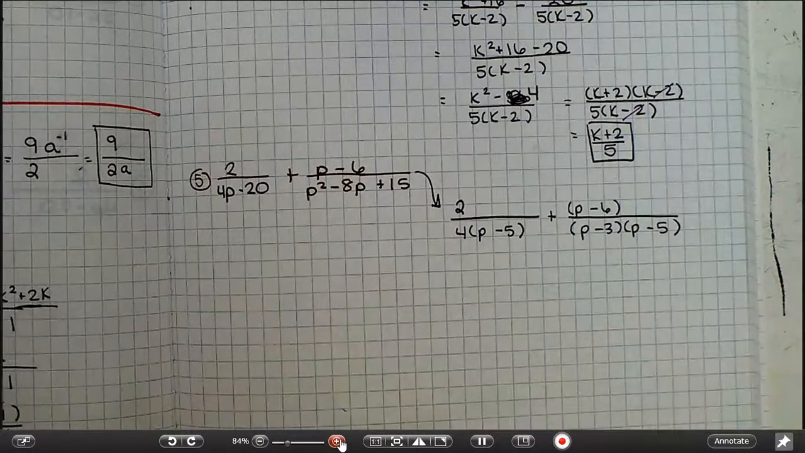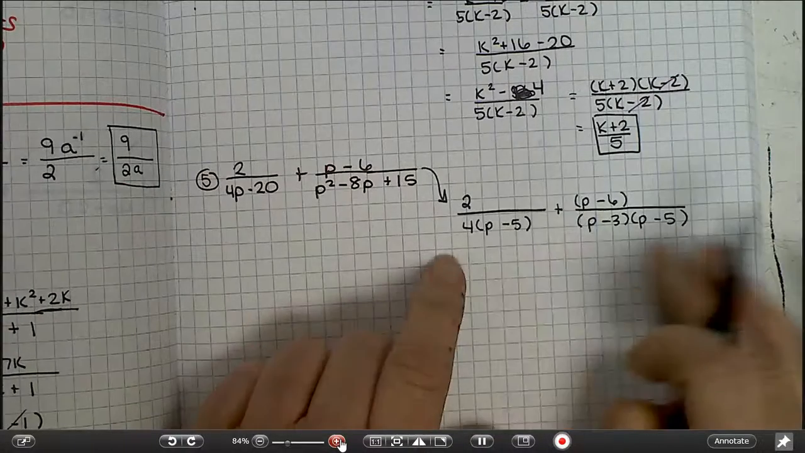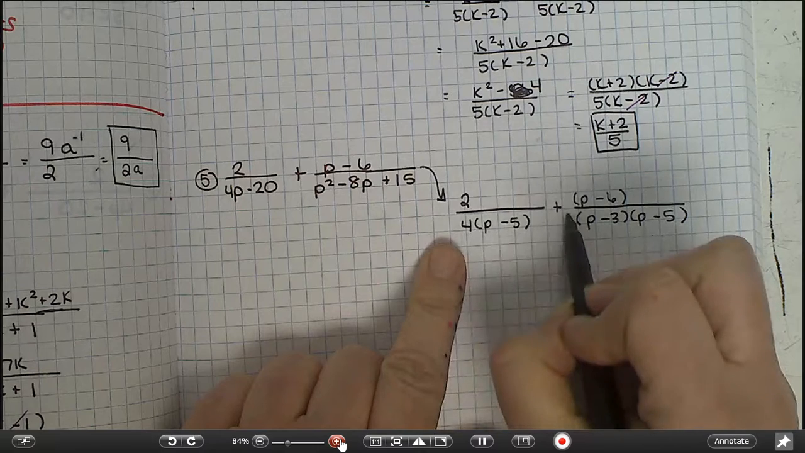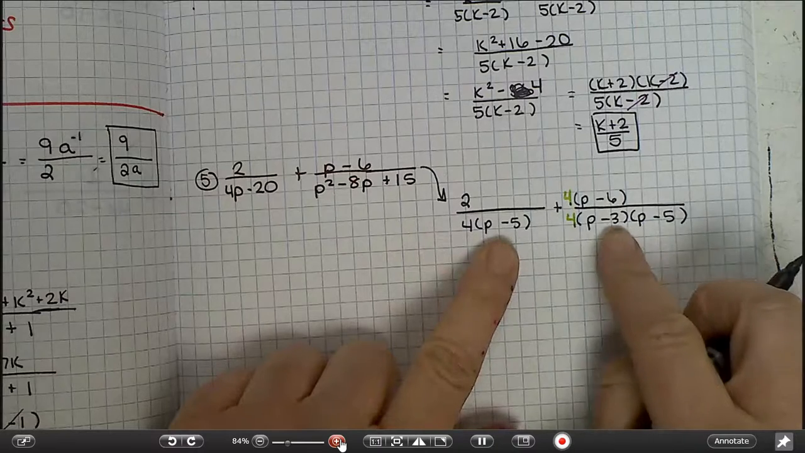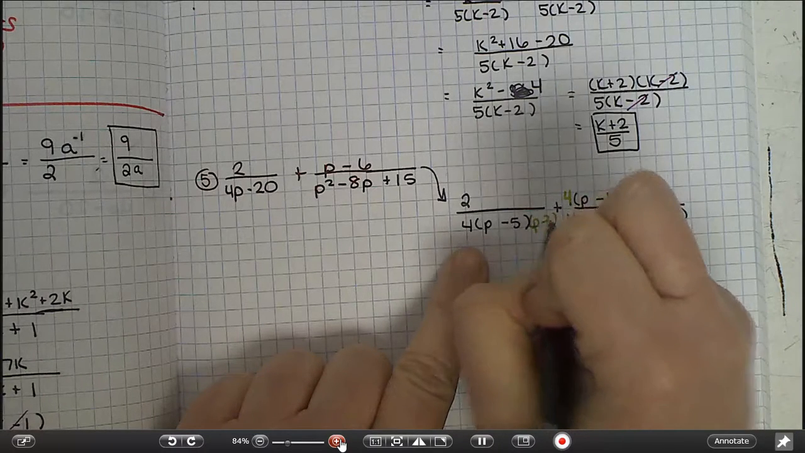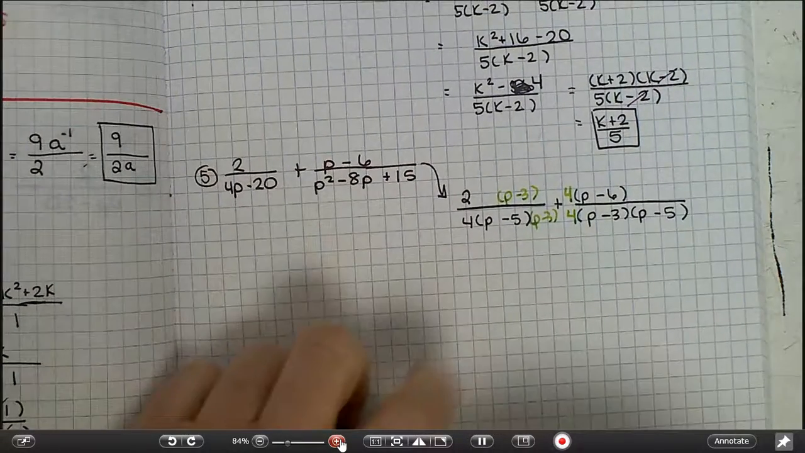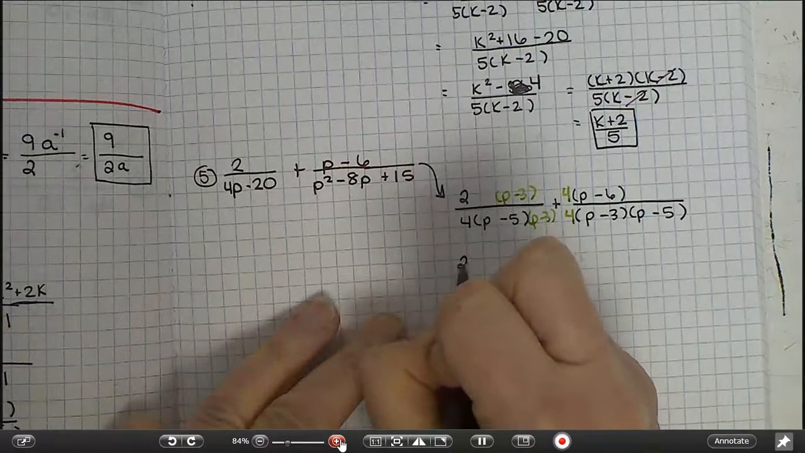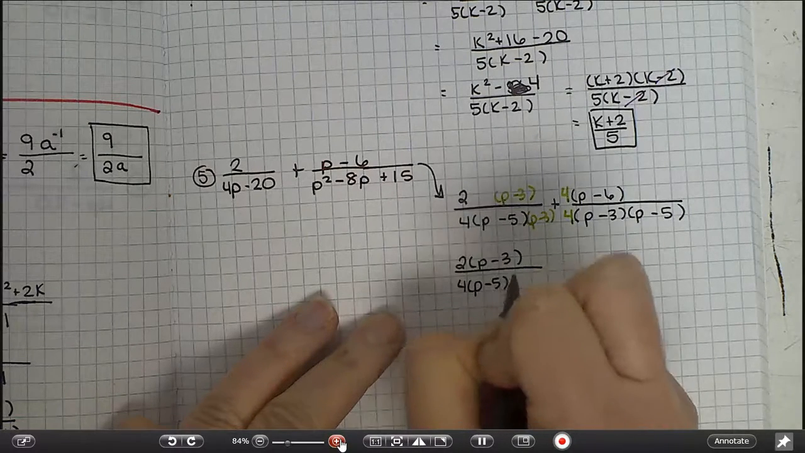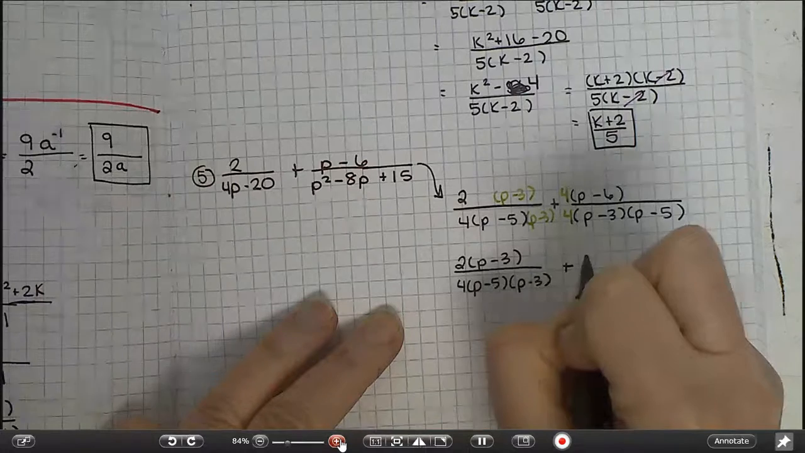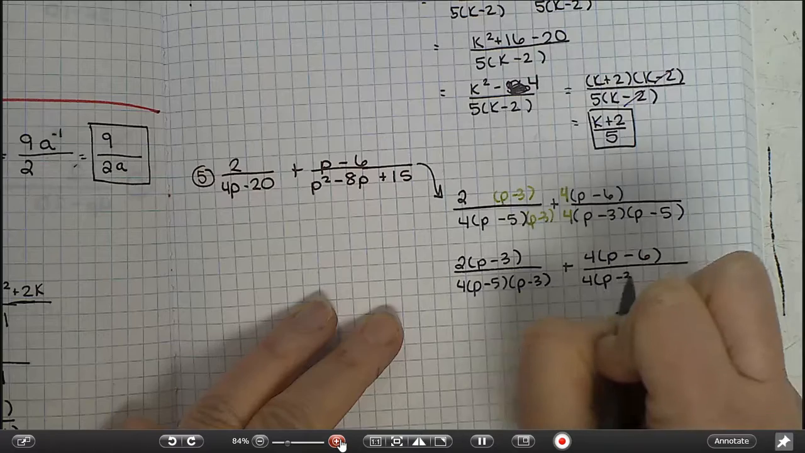All right, so you can see that our denominators are not alike, but they do both contain p minus 5. We need them to contain everything the same. So since we have a 4 on this one, we need a 4 on that one. Since we have p minus 3 on this one, we need a p minus 3 on this one. Top and bottom, numerator and denominator, to keep it equivalent. So we have 2 times p minus 3 over 4 times p minus 5 times p minus 3 plus 4 times p minus 6 over 4 times p minus 3 times p minus 5.